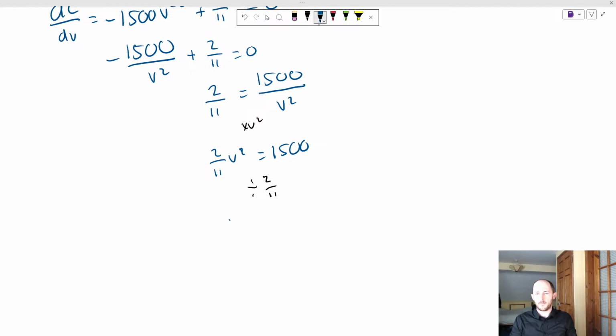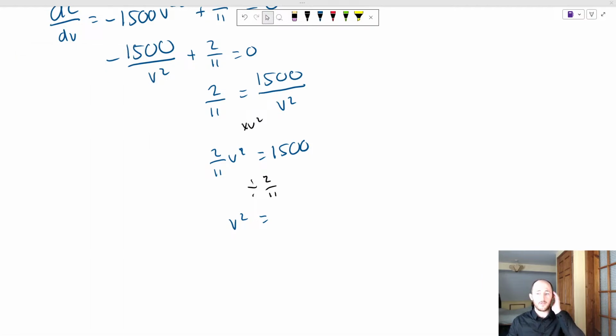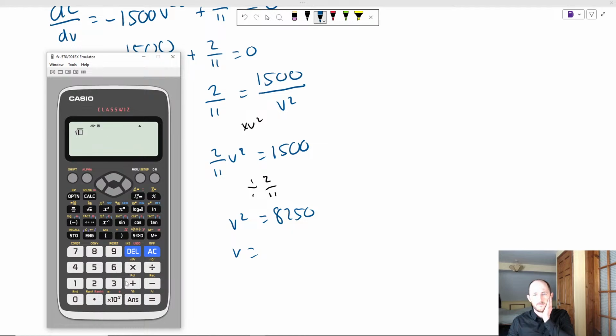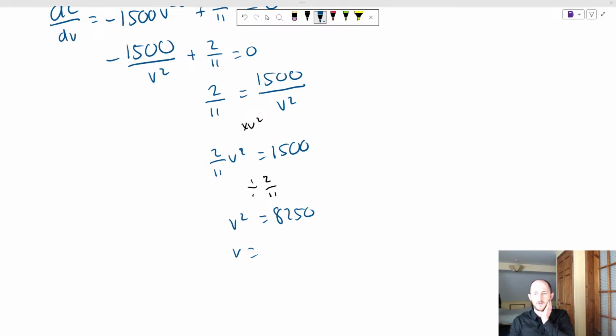So let's think about what that would be. 750 times 11. I'm not going to do that in my head because I'm not that confident. So 1,500 divided by 2 over 11 would be 8,250. Then all we do is square root it. 5 root 330. Let's take a value. So 90.8, let's call it.